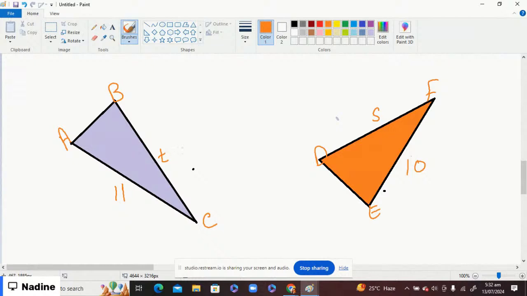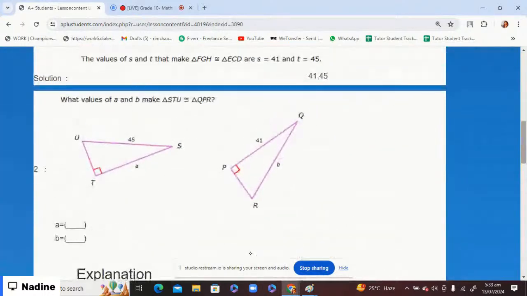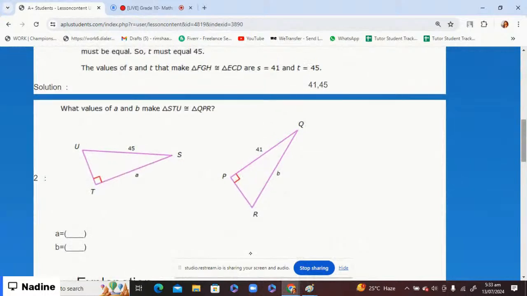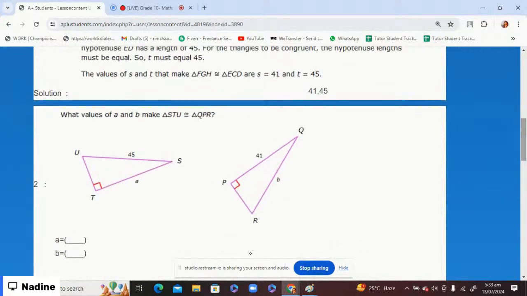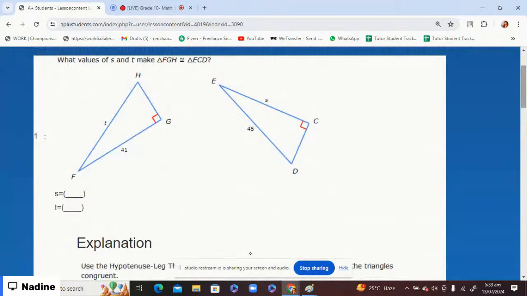It means that you are just going to make S 11 and T 10. That's why these two triangles become the same. Why? Because look at here, one length is 10, one length is 10. One length is 11, one length is 11 of this triangle. So we can say that now these two triangles are the same. Okay? What value of A and B makes these two triangles congruent? Look at here. What is A? A is 41, B is 45. That's it. Okay? Now let's do some test questions.